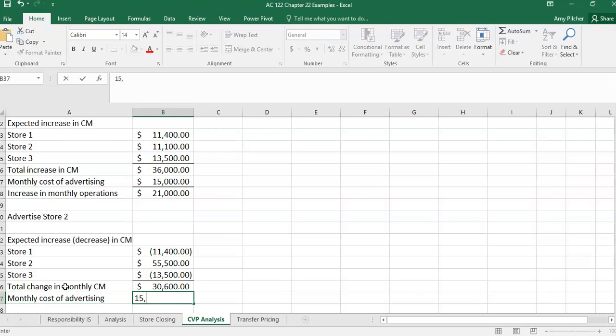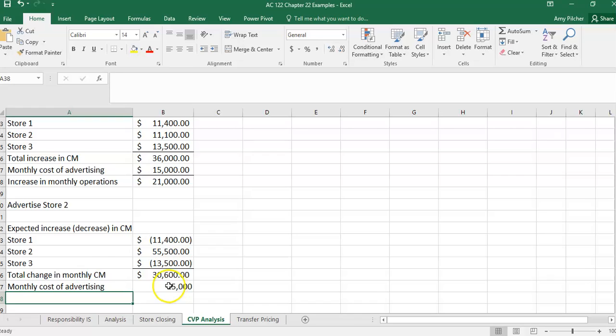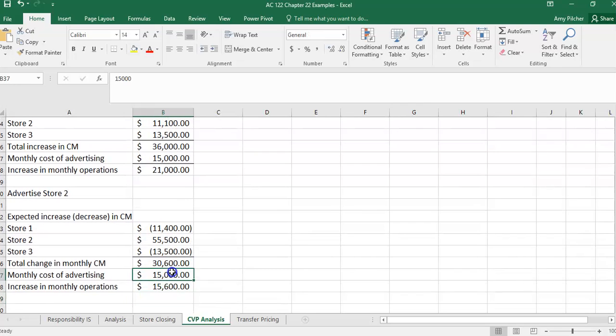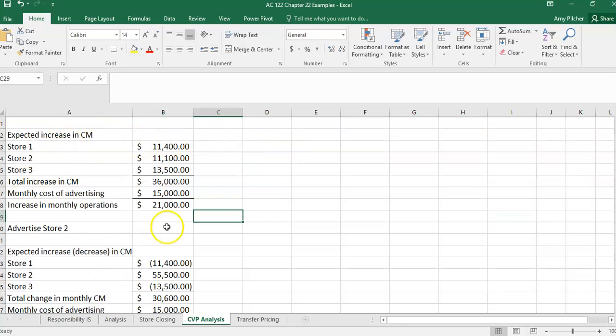of $15,000. So our increase in monthly operations is $30,600 minus $15,000, which is $15,600. So out of the two options, advertising the store brand and increasing sales in all three stores is the best option.